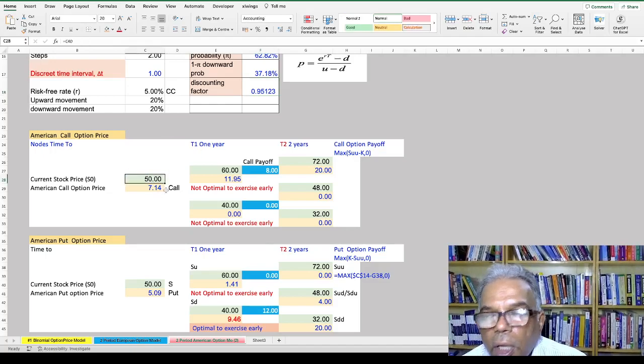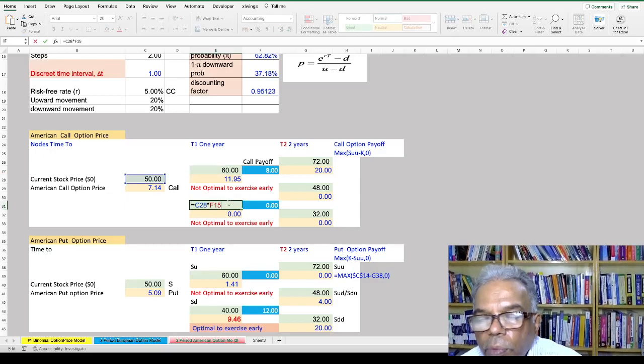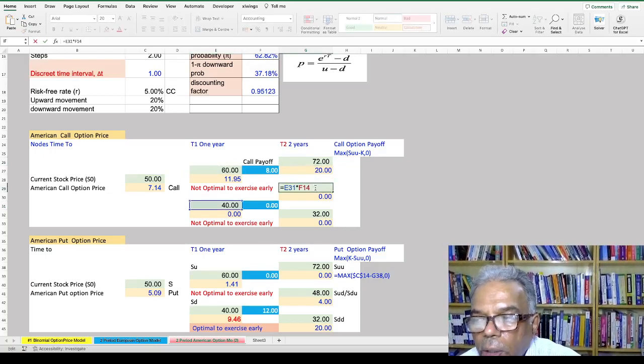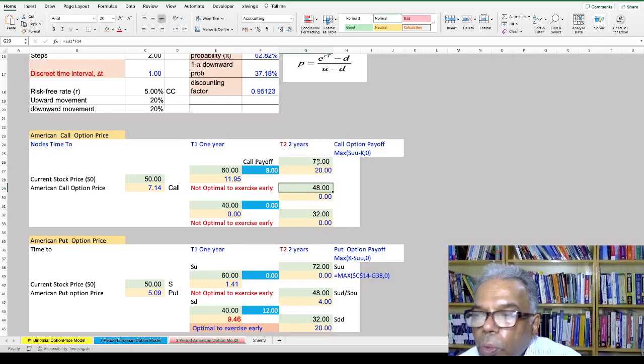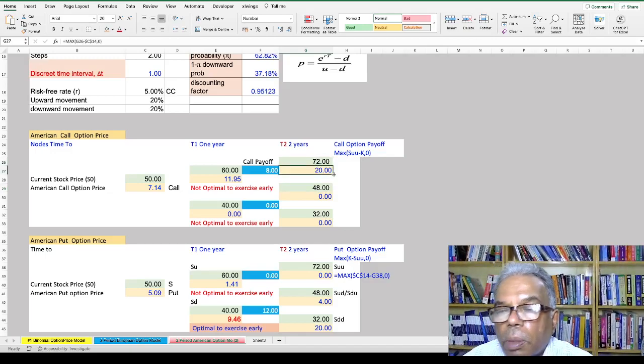And 50 is the current stock price, so it can go to 50 into 1.2 or come down to 50 into 0.8. Similarly 60 into 1.2 and 60 into 0.8, or 40 into 1.2 or 40 into 0.8. The middle node is repeated. So once you calculate the node values, you have to calculate the payoff value.